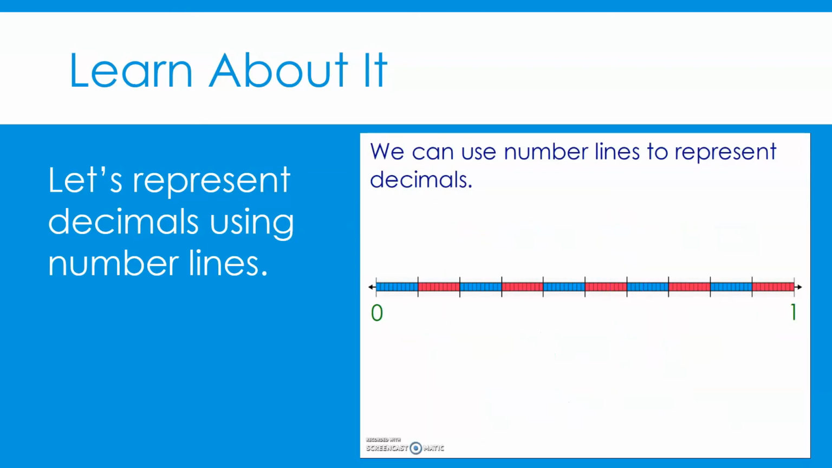Let's identify marked points on the number line. What is this point on the number line as a fraction and as a decimal? If we count tenths starting from 0, we will count 1/10, 2/10, 3/10, and then 4/10. This point can be written as 4/10 as a fraction. We can also write 4/10 as a decimal.